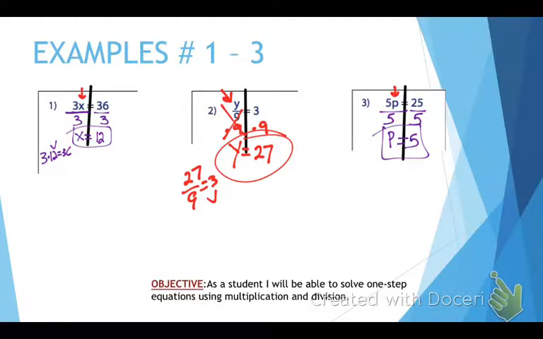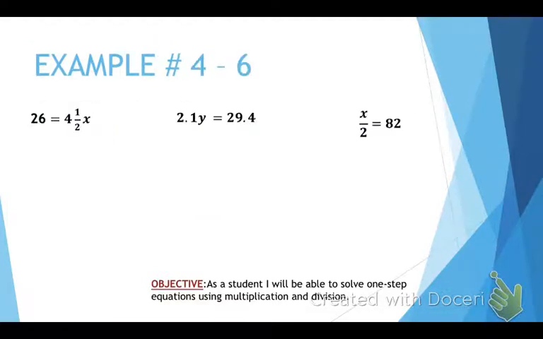Examples 4, 5, and 6. Here we go. Example number 4. Oh, boy, this one's nasty. Yuck. All right. So here we go. This one right here, first thing we need to do, draw our line through the equal sign. Second thing we need to do, find our variable. Well, it's on the right side this time.